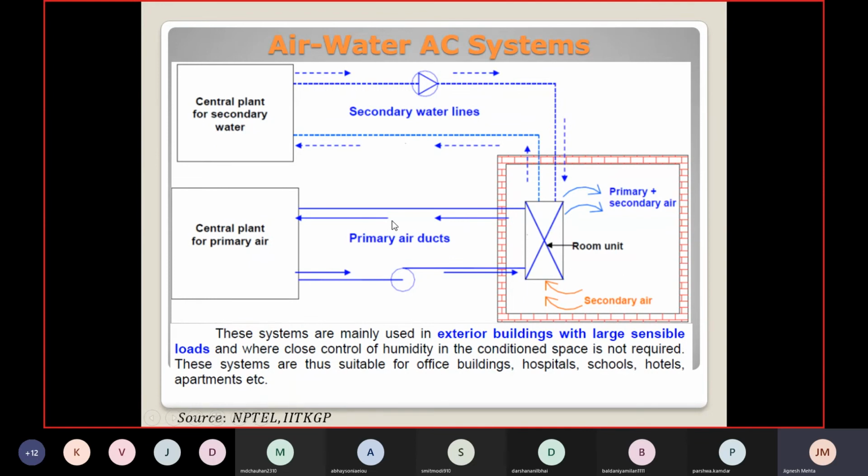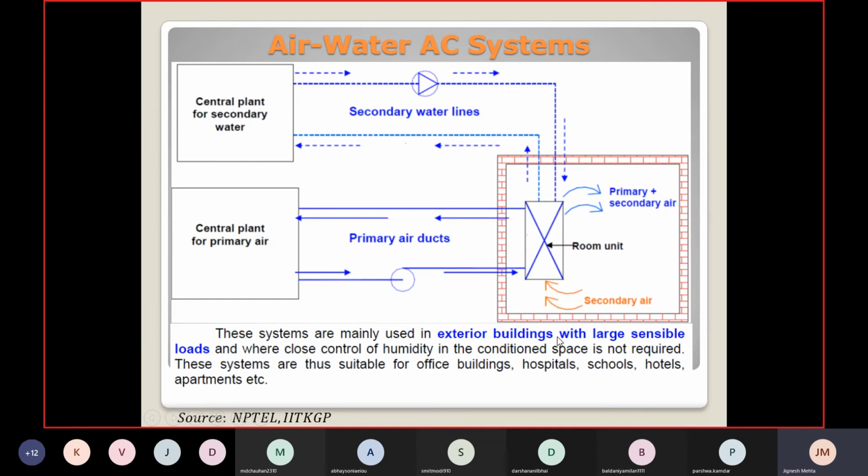But in addition to this primary air which is coming from the central plant, you need some minimum amount of room air for increasing the convection. So in addition to that, you may also handle the air from the room or the zone itself, which is called secondary air. These systems are mainly used in exterior buildings with large sensible loads. Exterior buildings means the spaces which are exposed to sun directly.